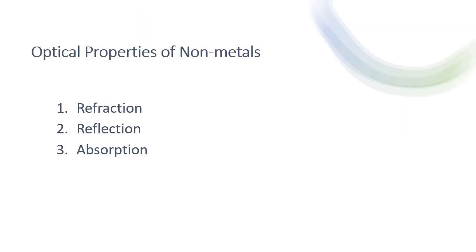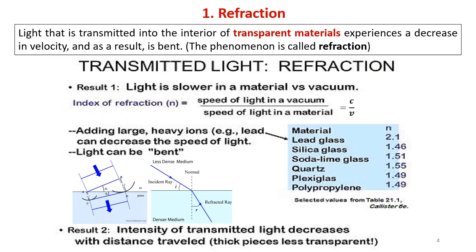Optical properties of non-metals. There are three optical phenomena that occur in non-metals. The first one is refraction, which comes from the transmission, then reflection, and also absorption. The first optical property of nonmetals is refraction. Light that is transmitted into the interior of transparent materials experiences a decrease in velocity, and as a result, it will bend. This phenomenon is called refraction, or the bending of transmitted light is known as refraction.